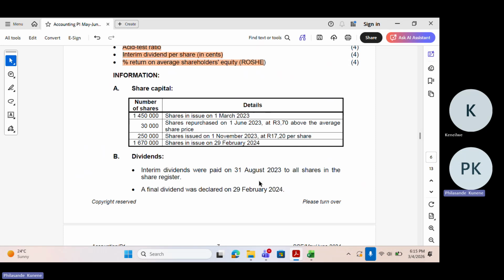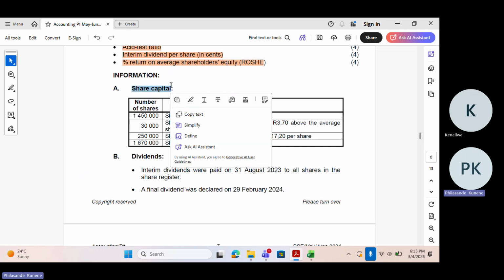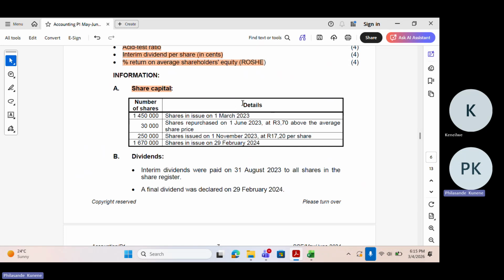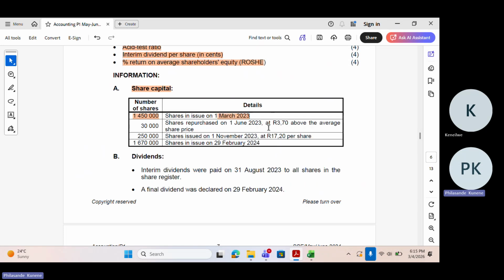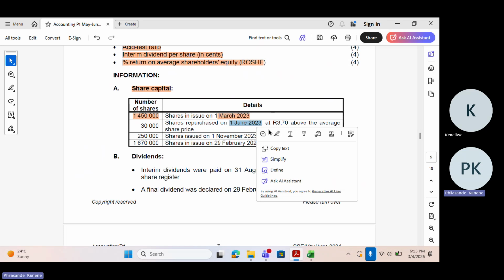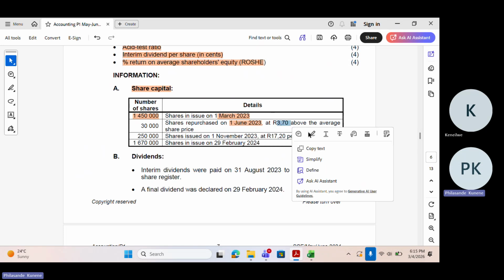Okay. Then information, we talk about share capital now, number of shares, and then we have details here. Number one, we have 1,450,000 shares in issue on 1 March 2013. Which means these were the shares in issue at the beginning of the year. Then we have 30,000 shares repurchased on 1 June 2023 at R3.70 above the average share price. These are the share buyback. Just after the beginning of the year, 1 June, we bought back some shares.